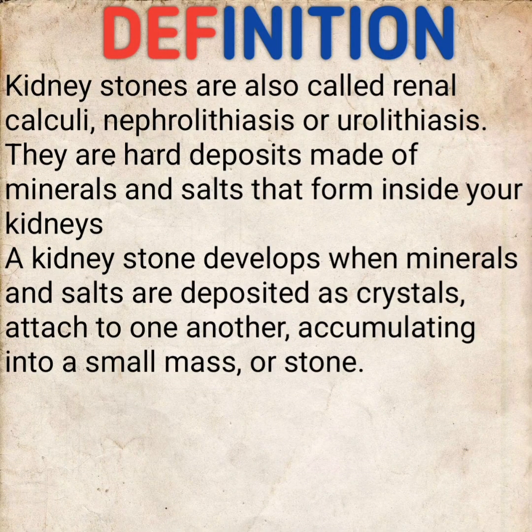Let us define what kidney stones are using the medical and technical words. Definitions. Kidney stones are also called renal calculi, nephrolithiasis, or urolithiasis. They are hard deposits made of minerals and salt that form inside your kidney. A kidney stone develops when minerals and salts are deposited as crystals, attached to one another, accumulating into a small mass of stone. Let us also now look at how kidney stones are formed.